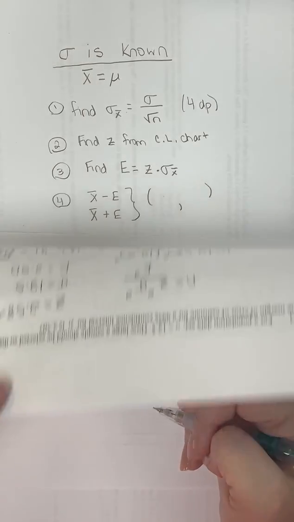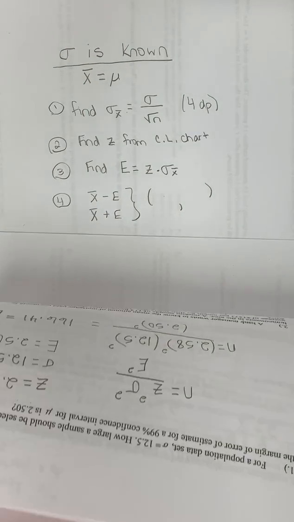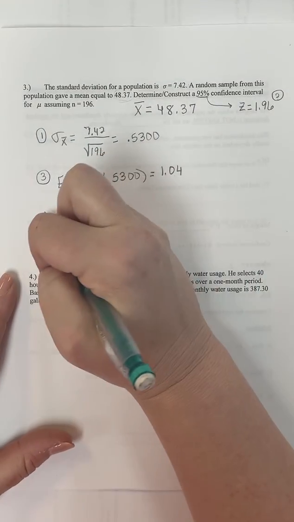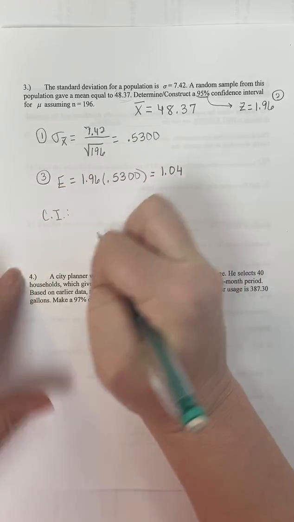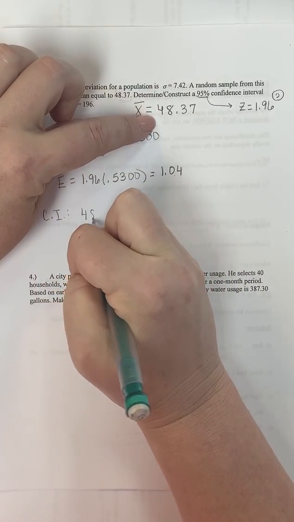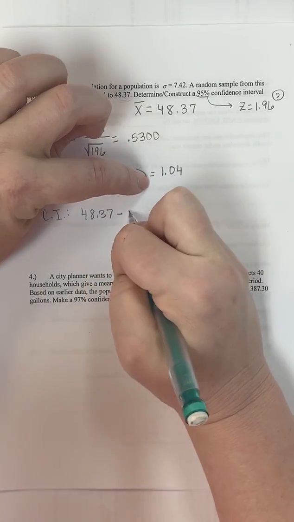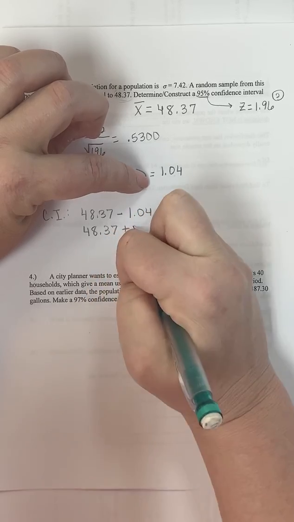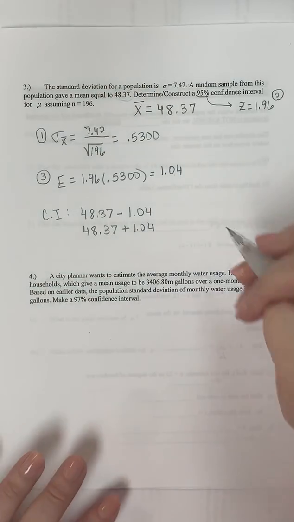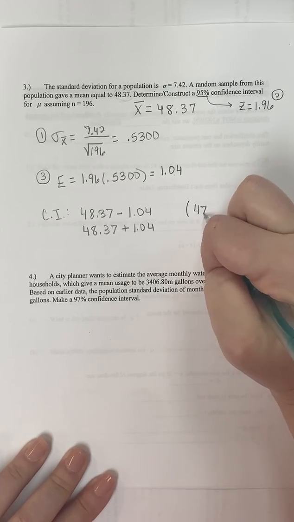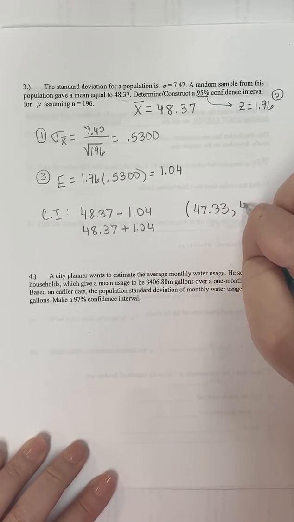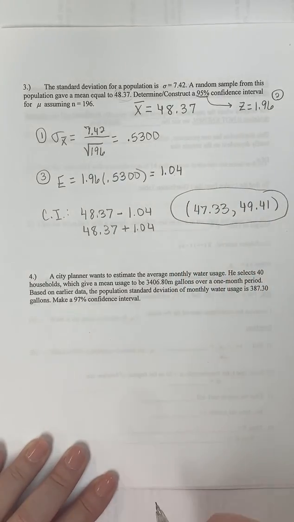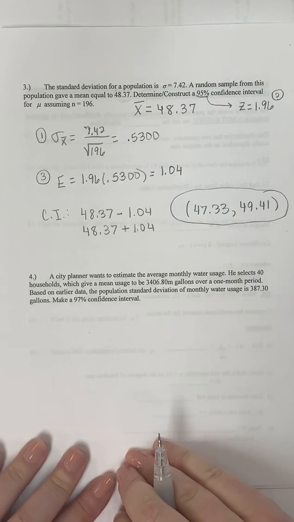Okay, last but not least, we create our interval. We do x minus and x plus. Okay, here we go. So we're going to take 48.37 minus our margin of error, and we're going to do 48.37 plus our margin of error. This is going to give us a nice little interval. Remember, smaller number first. Right there. Ta-da! All right.